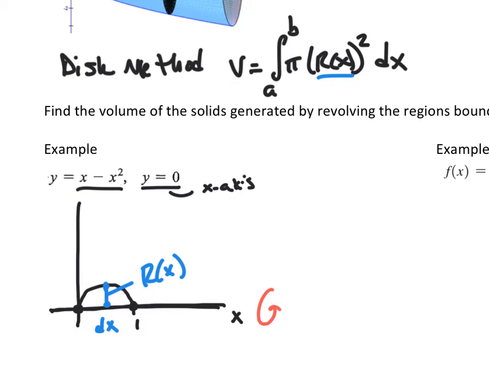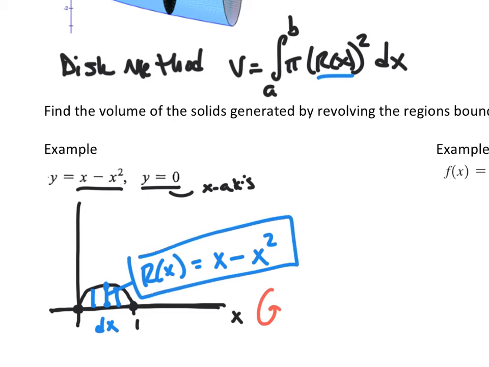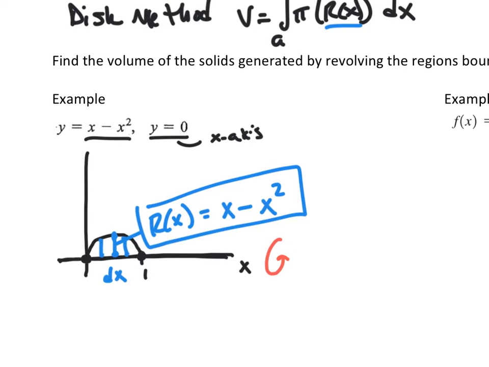And so r of x is equal to the distance from any point along this function down to the line y equals 0. So that is x minus x squared. That radius is going to be the same for any of those points in between 0 and 1. So that's my big radius, and that's what we need to find. Then the bounds go from 0 to 1, and so we just plug it into our formula.